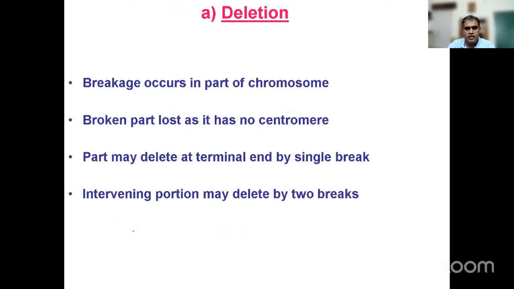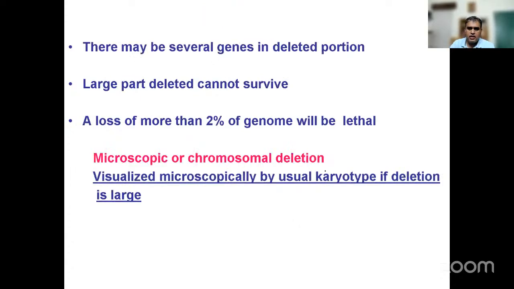So we have these five, six things: deletion, inversion. Let us start with deletion over here. Breakage occurs, so that is deletion. Simply it means breakage is occurring somewhere. Let me change the color to black. Breakage, deletion. The broken part is lost as it has no centromere. So there is a small breakage and the broken part is lost. The part may delete at the terminal end, or an intervening portion may delete. That is deletion. Several genes may be involved, or if a large part is deleted the individual cannot survive. A loss of more than 2% can be lethal. Microscopic chromosomal deletion.